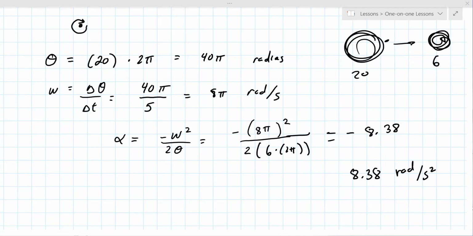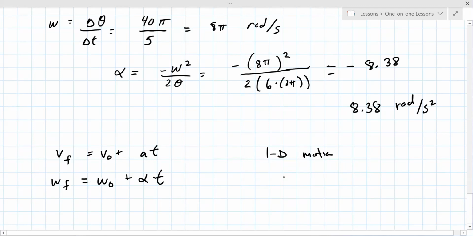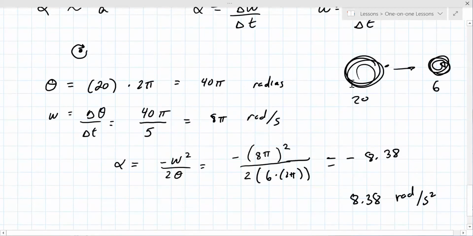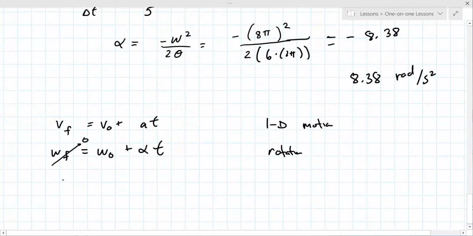So we're going to use the equation. The analogous equation here, this is what's maybe unclear, is v final equals v initial plus acceleration times time. That's from 1D motion. So here it's omega final equals omega initial plus alpha times t in rotation. So we're solving for t. The omega initial is what we calculated up here, 8 pi radians per second. The omega final, it comes to rest, that's 0.